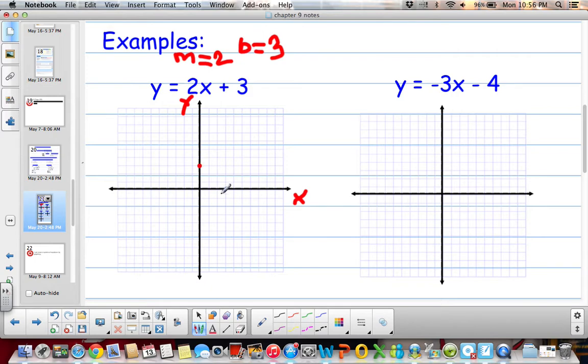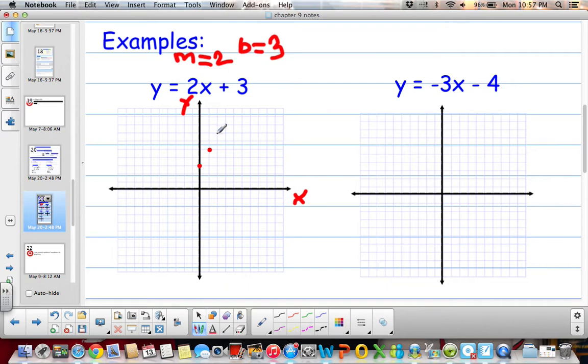There's my dot. Now we know the slope is 2. Remember, slope is rise over run. So for a slope of 2, that's the same as 2 over 1. So we would go up 2 over 1.